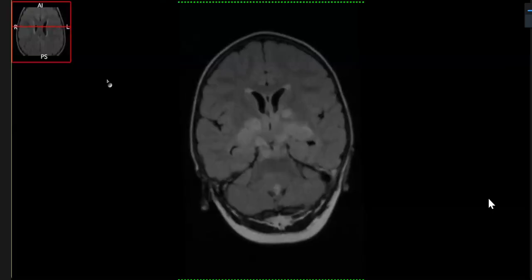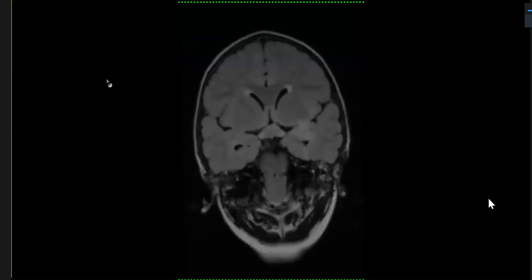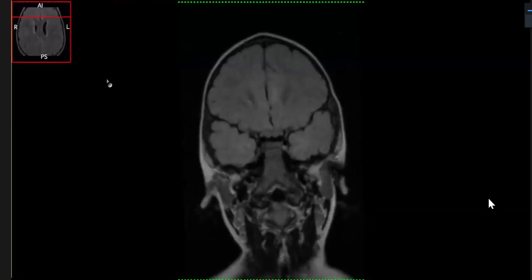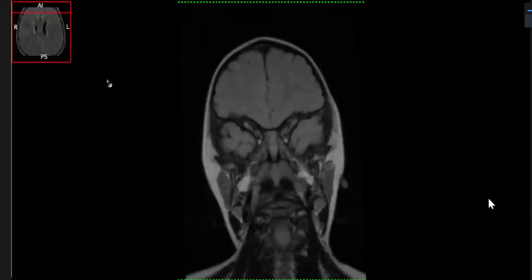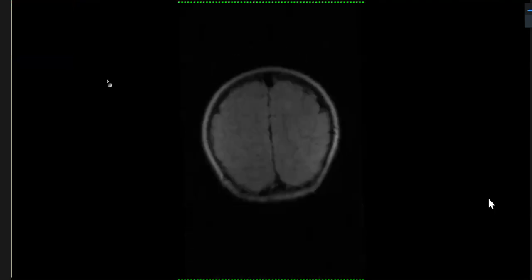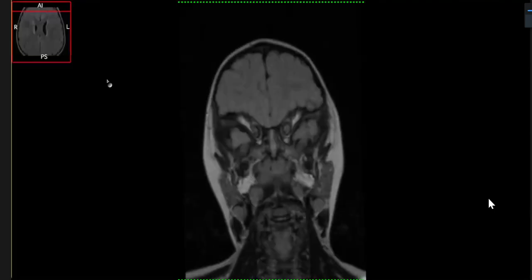In a 1 month old baby, these abnormalities can be due to some congenital TORCH infection, and they can be some mitochondrial problem involving the deep gray nuclei.